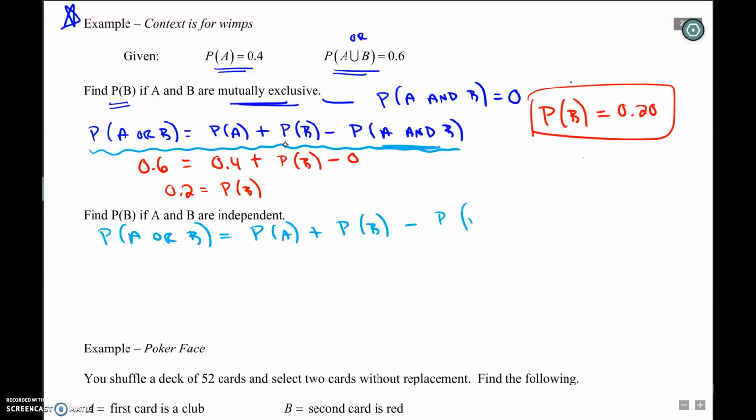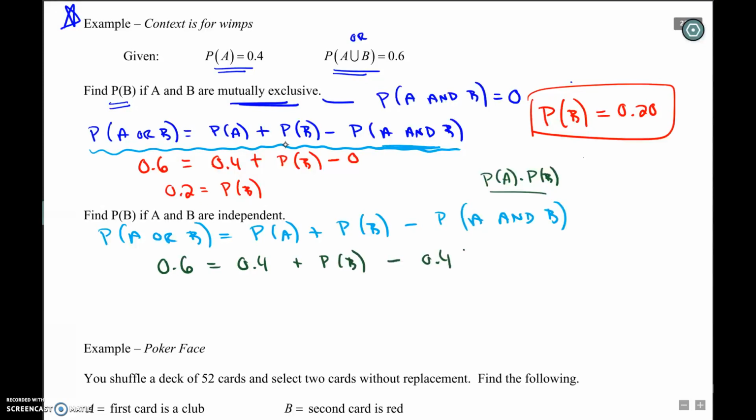So the probability of A and B. Here's the thing. If these events are independent, then the probability that A and B occur is simply the probability that A occurs times the probability that B occurs. When you have independent events, you just multiply their probabilities together. So let's plug our stuff in again. 0.6, 0.4, this is unknown, minus the probability that A happens is 0.4, and this is still unknown.